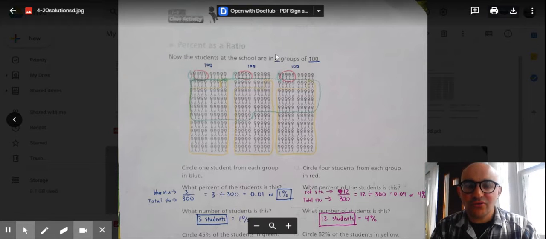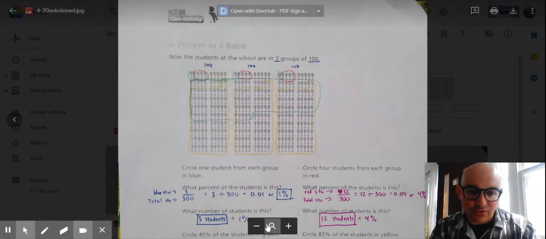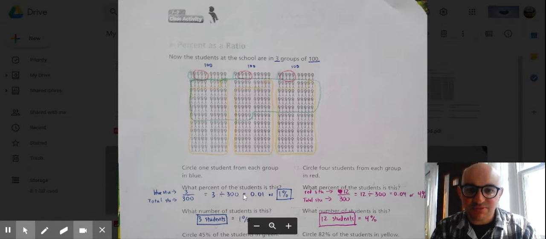The important thing to check out real quick is that there are still 300 total students. If you counted each one up, you'd get 300. But in this case, they were arranged in groups of 100. I just note that real quick at the top. It'll help us make sense of some of these problems.